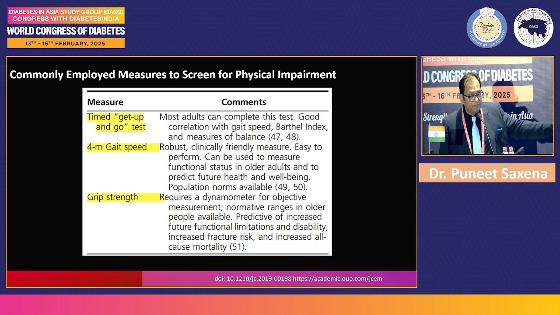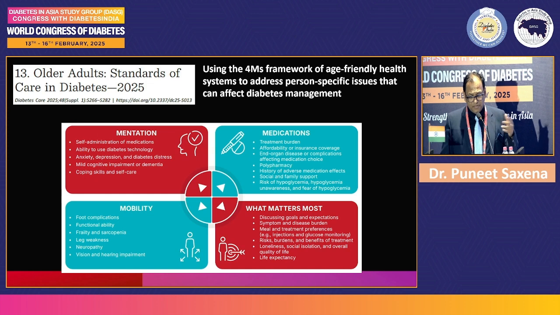The Barthel index should be assessed, along with 4-meter gait speed and grip strength. This is the ADA recommendation. The 4Ms: we all know the 3M, we have been using the Littmann stethoscope, but please remember this 4M: mentation, medications, mobility, and what matters most.